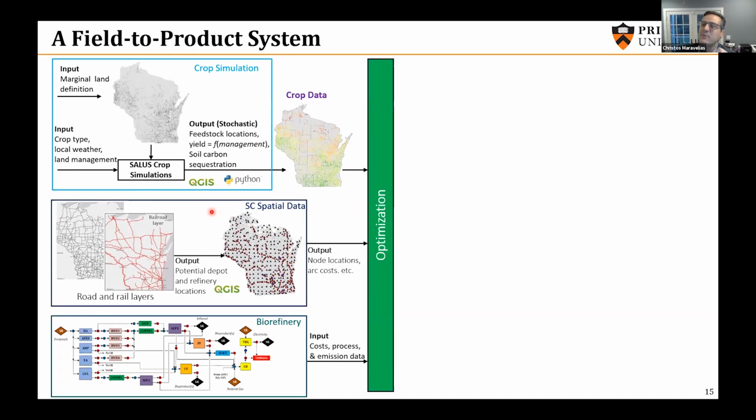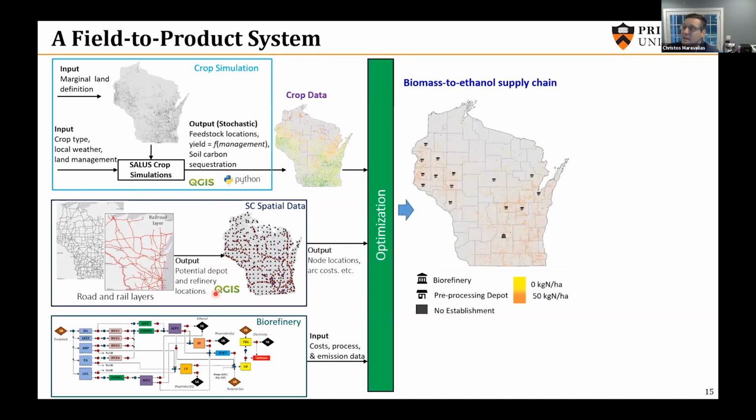Depots are facilities that do some processing, so the feedstock is densified, so then shipping it over larger distances is not so expensive and energy intensive. So we have to decide where are the potential depots. These are real maps for the state of Wisconsin. And then finally, we have the inputs for the biorefinery. We have to put everything together and come up with a solution.